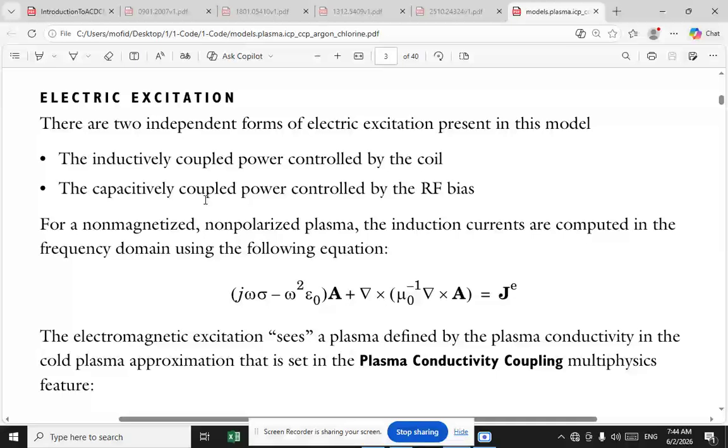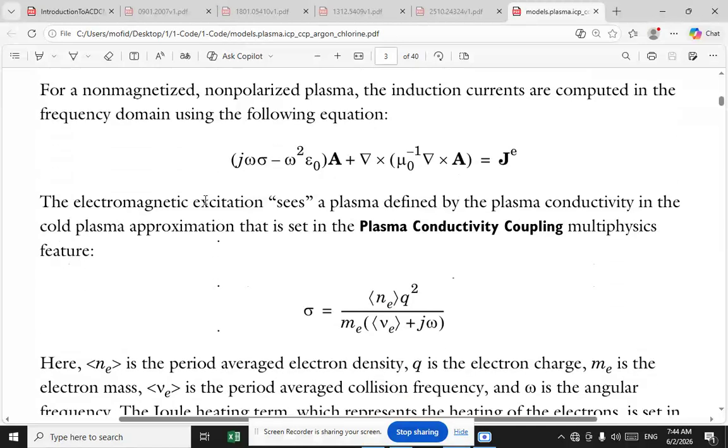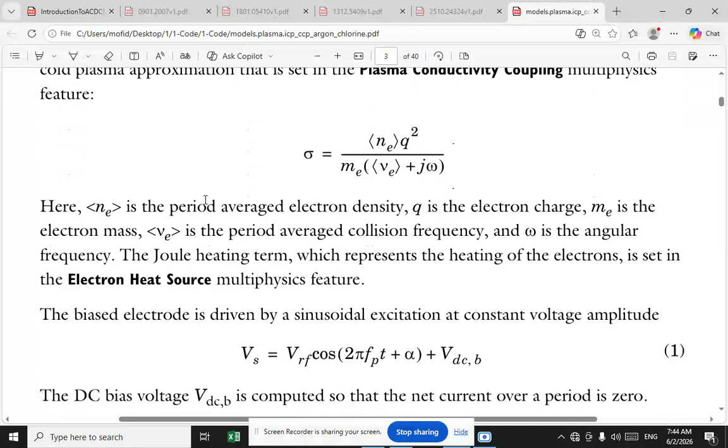The electromagnetic excitation is defined by the plasma conductivity in the cold plasma approximation that is set in the plasma conductivity coupling multiphysics feature, such that sigma is equal to Ne Q squared divided by Me multiplied by (Ve plus j omega). Here Ne is the period average electron density, Q is the electron charge, Me is the electron mass, Ve is the period average collision frequency, and omega is the angular frequency.